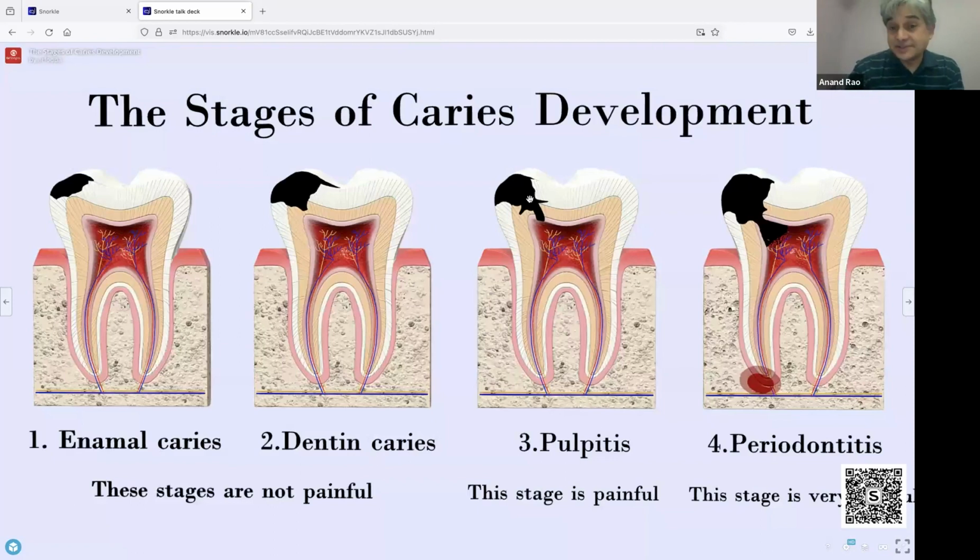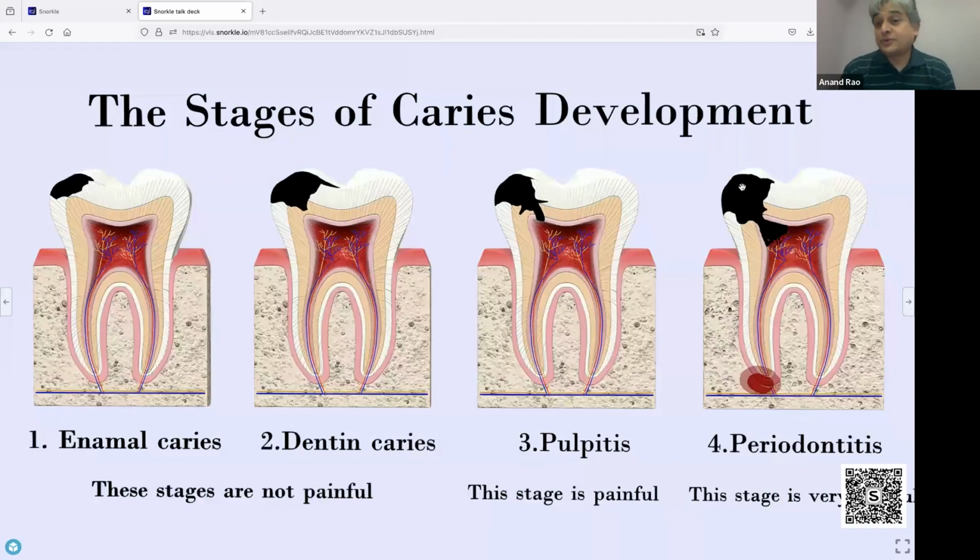If that cavity doesn't stop, it will eventually enter the nerve of the tooth. And there are 2 outcomes for what will happen when that cavity hits the nerve of the tooth. The first is called a pulpitis. A pulpitis is an inflammation of the pulpal tissue due to the cavity that has invaded it. This stage is painful. This is where you will feel pain on your tooth. You will feel pain throughout your jaw, and it will be quite uncomfortable.